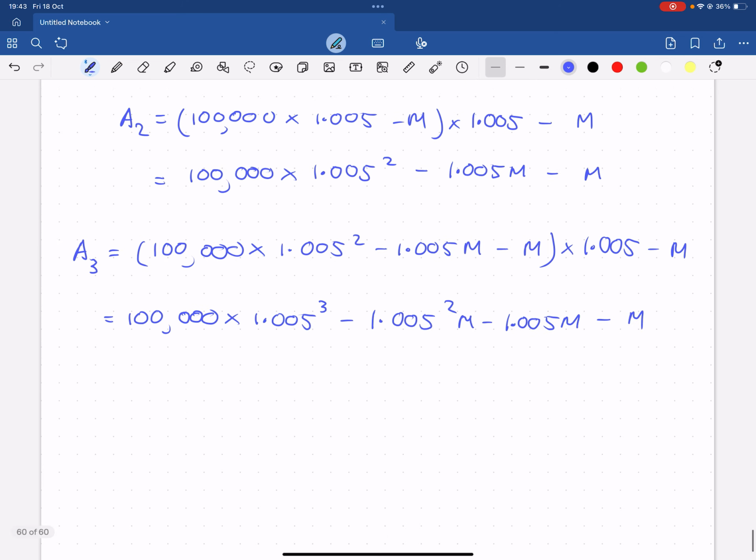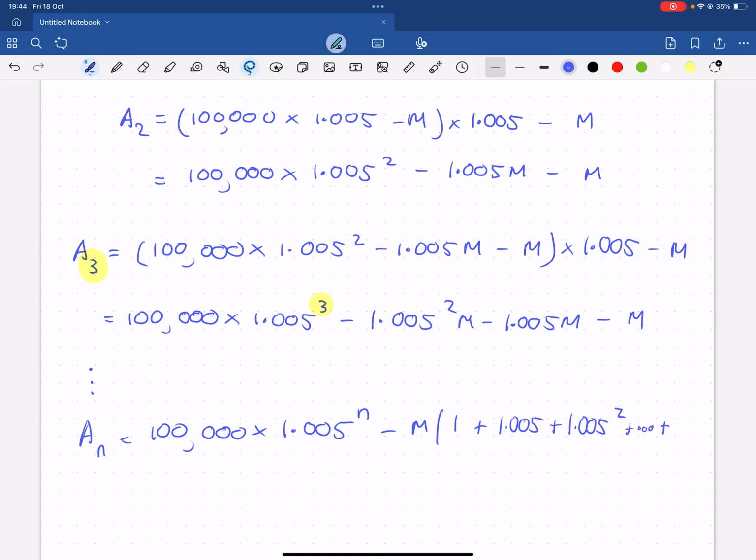Now let's try and develop some sort of generalized recurrence relationship. Now it's clear to me that this and this are the same number, so the power is always going to be the value of n. Right. Now something that's common between all of these is an M, so let's take out a factor of minus M. Now if we take out a factor of minus M from here, well, that's going to be 1 plus 1.005 plus 1.005 squared plus ... plus, and we're thinking, okay, what's going to go here?